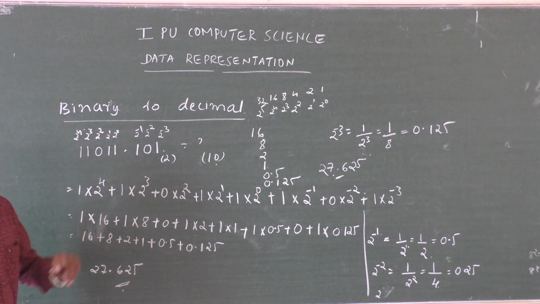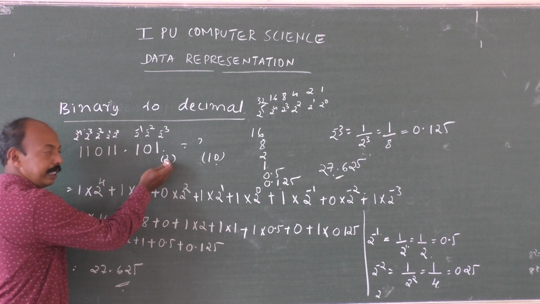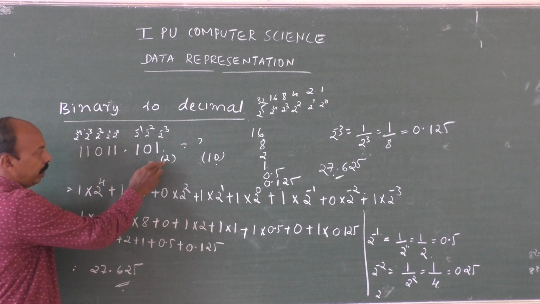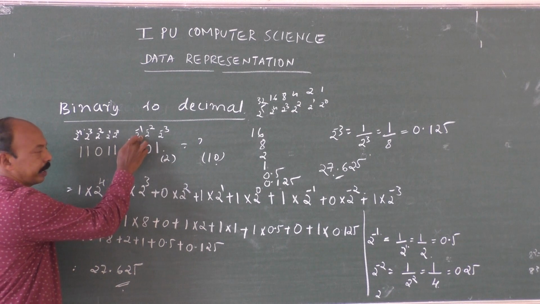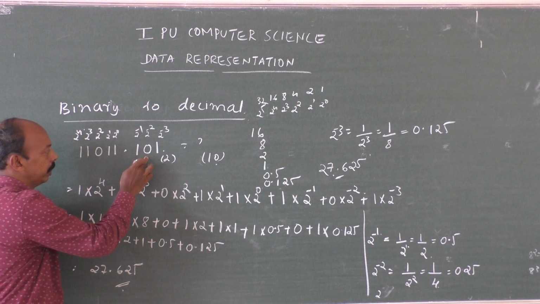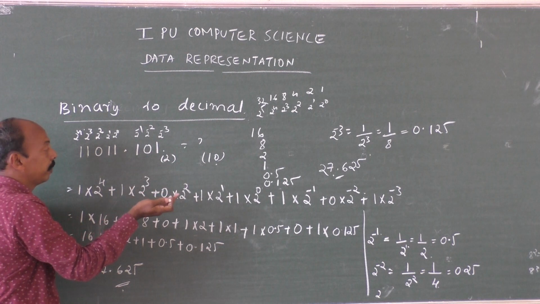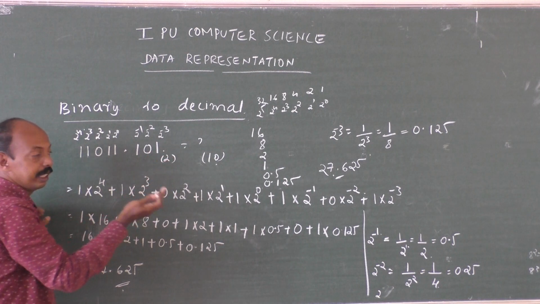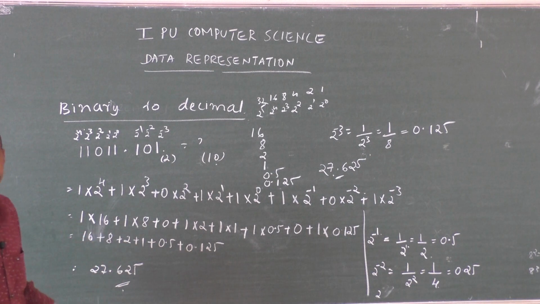Hope it's understood. No problem with this one. The problem comes in understanding this side, that is the right side of the fraction. Only thing we need to remember is 2 to the power minus 1 is half, that is 0.5. 2 to the power minus 2 is half of that, that is 0.25. 2 to the power minus 3 is half of that, which is 0.125.